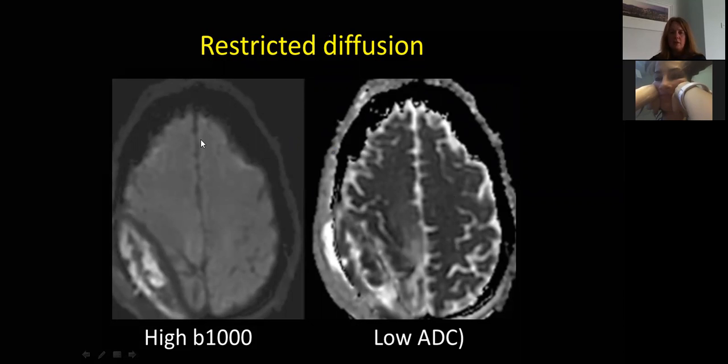Basically, if you consider CSF as being normal diffusion or free diffusion, and that's black on the B1000, restricted diffusion needs to be the opposite, so white. And on the ADC, CSF is freely moving, so it's white, and restricted diffusion is the opposite, so black.